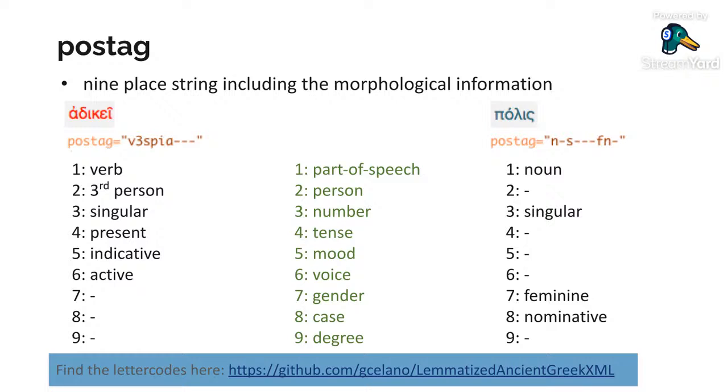And when you're annotating, for example, yourself, you don't need to know by heart what these letters are, which place they are in. But when you are doing queries, for example, it might be good to know. So you can also see what the letters mean via this link. But it's a very powerful string for the whole morphological information for each word.